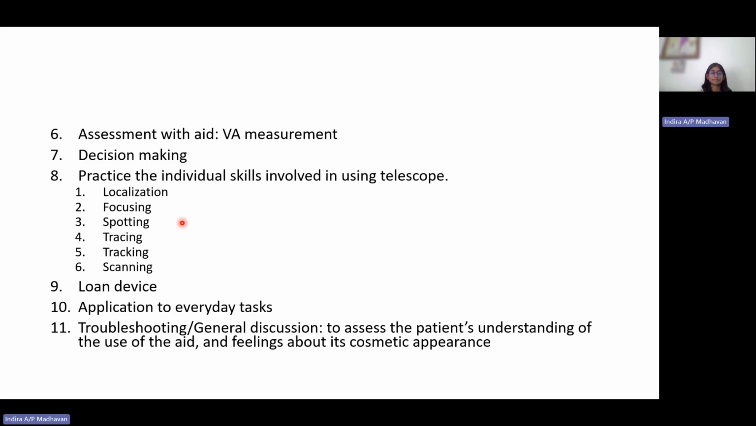Okay, first give the first one and measure the best VA that they could achieve, using the better seeing eye, with only one measurement. Then give them the next telescope and do that again. The third one, do that again. Once you already have the VA, then you make the decision.